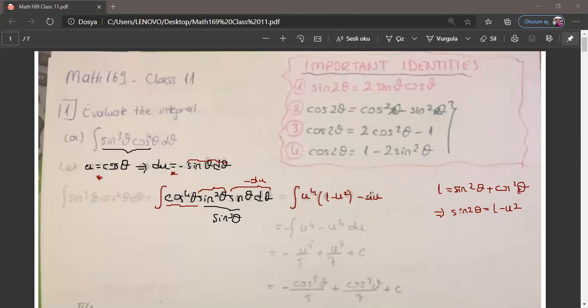Now we write this minus outside of the integral, because it doesn't depend on u. So we have the integral of u to the 4 minus u to the 6 du. You know how to integrate it. We have u to the 5 over 5 plus u to the 7 over 7 plus some constant. We know u is equal to cosine theta, so the only thing we need to do is plug in this equality. Here we have the result.